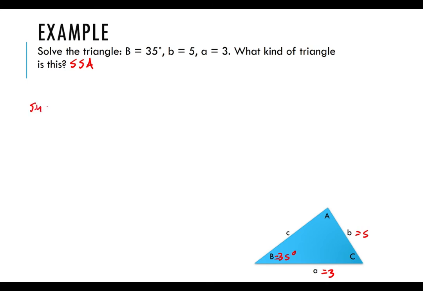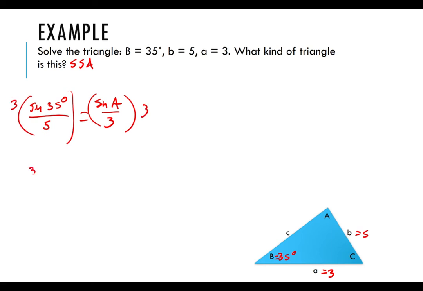So, if I have sine of 35 degrees divided by side length B, which is 5, the law of sines says that's going to be equal to, and at this point, I'm given side length A, so I've got to find angle A before I can go any further. Side length A is 3, and we don't know what angle A is, so that's going to be sine of capital A. Alright, great. Now hopefully you see why I put the sine function on top, because now when I multiply by 3, this becomes 3 sine of 35 degrees over 5 is equal to sine of A.